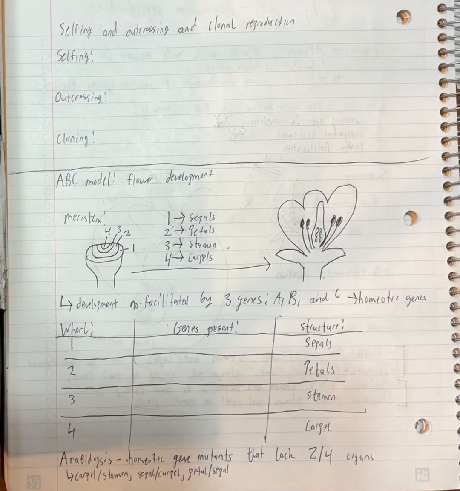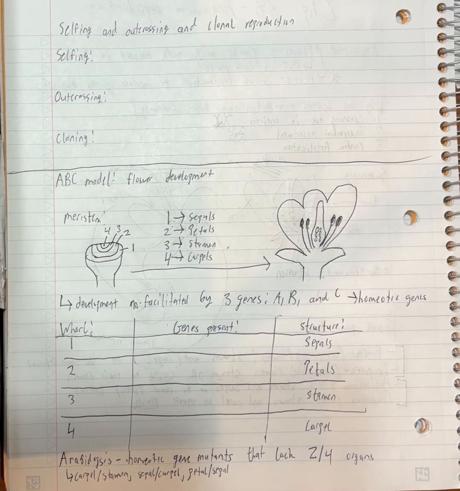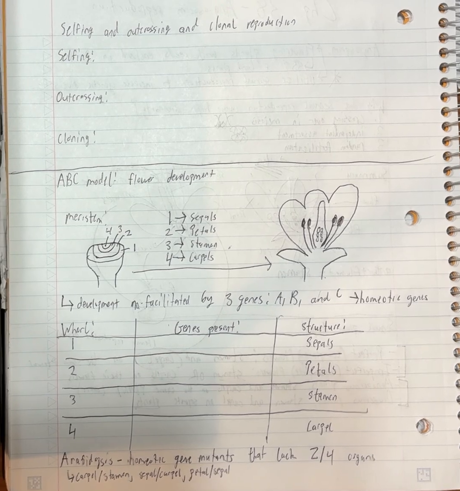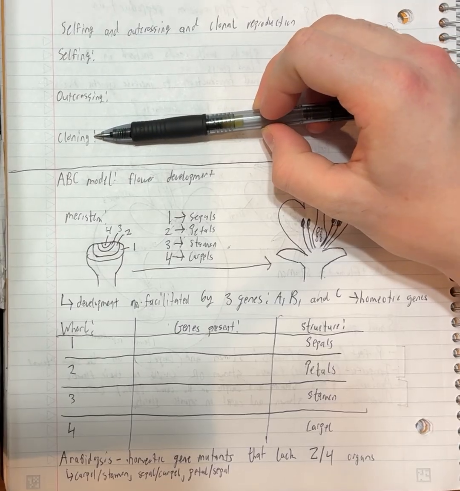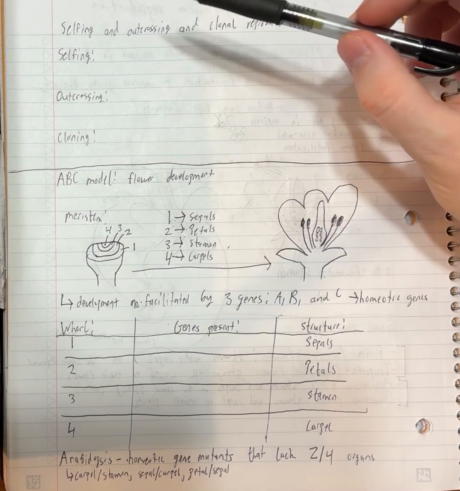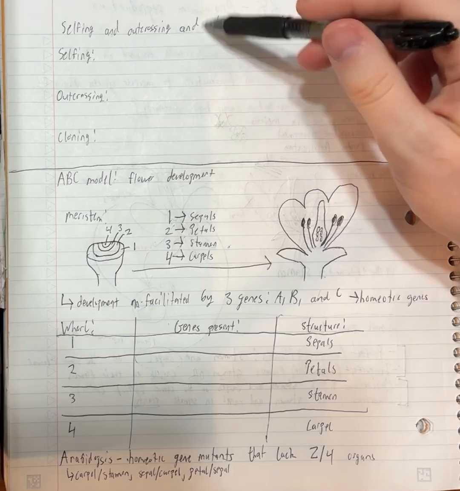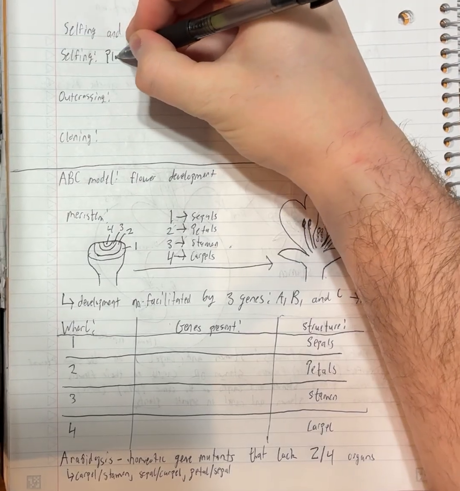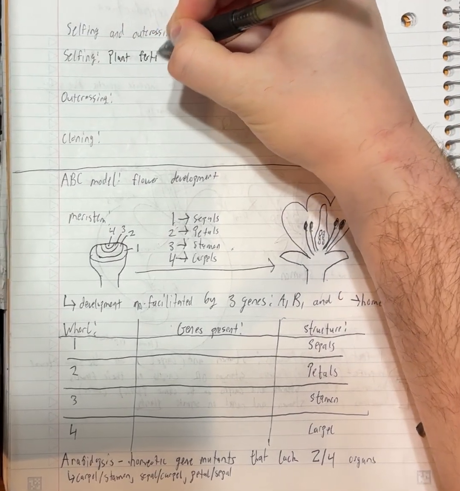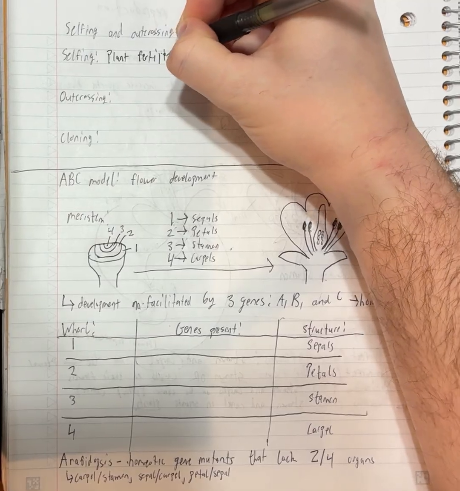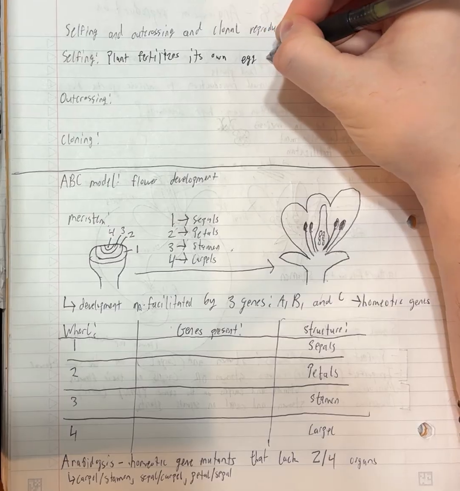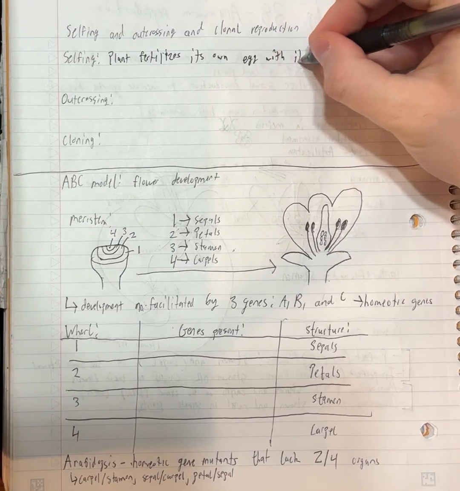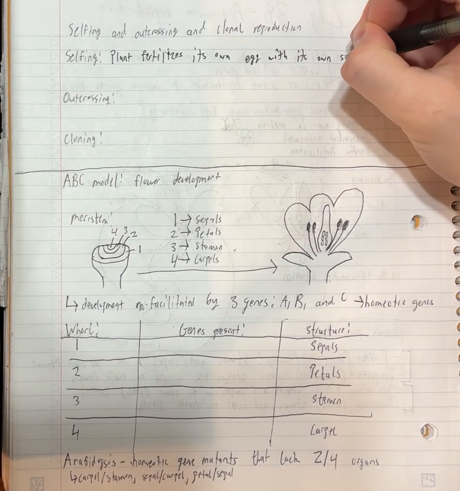All right, and next up I want to talk about the three modes of reproduction. So we have three different versions. We have selfing, outcrossing, and cloning. So selfing means that it is fertilizing itself. So a plant fertilizes its own egg with its own sperm.